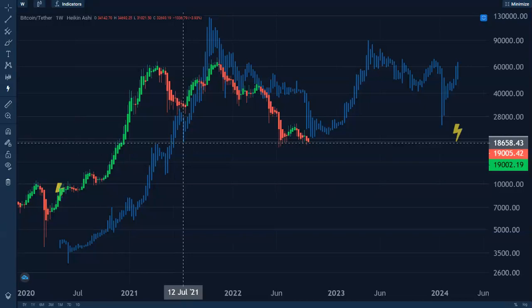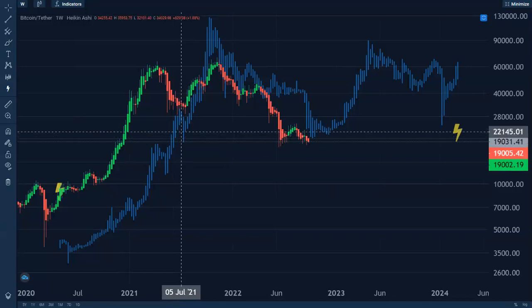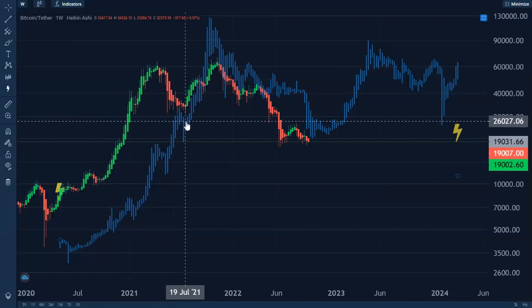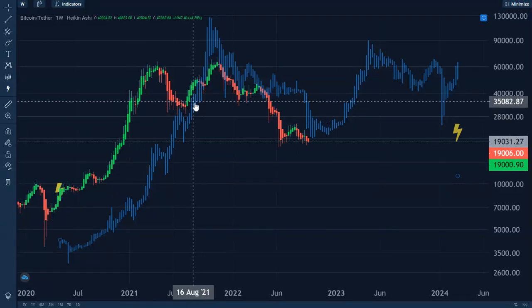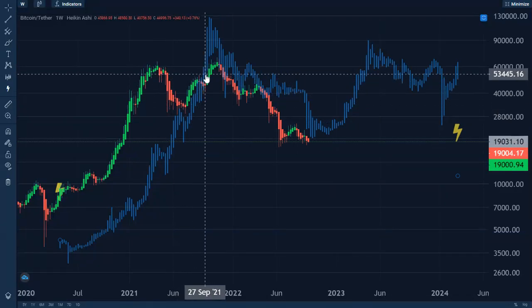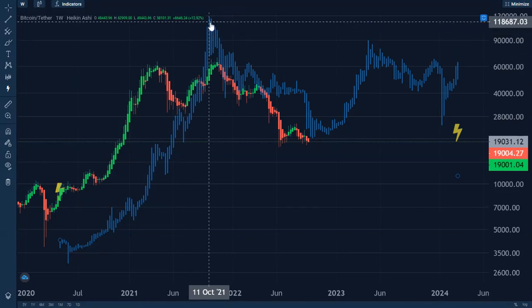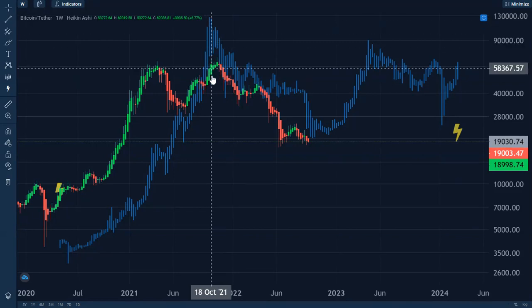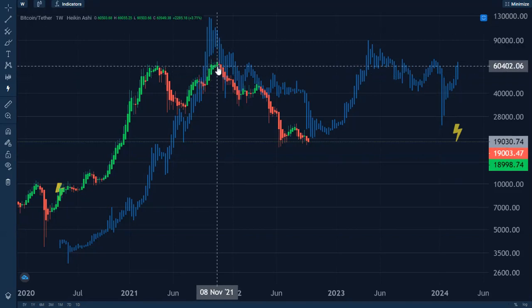So where could we expect our next topping area or change? Well, looking at this, we can see that this previous cycle moved up really aggressively and peaked out at the same time frame as we did. It's very eerie, you know, and this is why we're doing this.